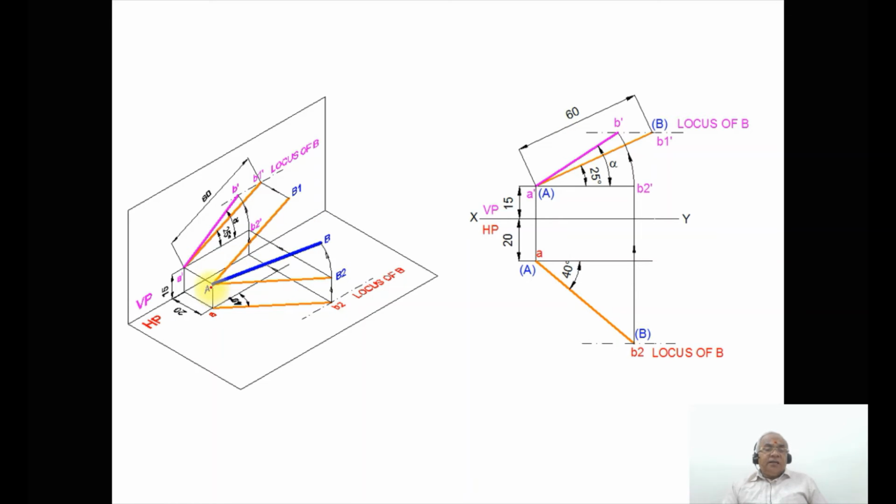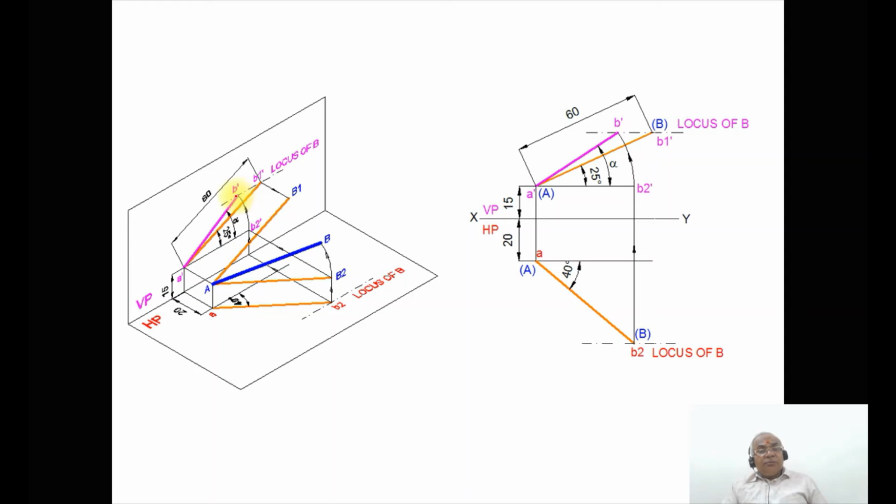As we see here, with A as center, taking the radius of AB2, you rotate it so that this B touches the locus of B in the front view. When it is rotated in space, the image is also rotated, starting from here, so that it cuts the locus of B in the front view. You mark this as A dash and B dash and join with a dotted line.